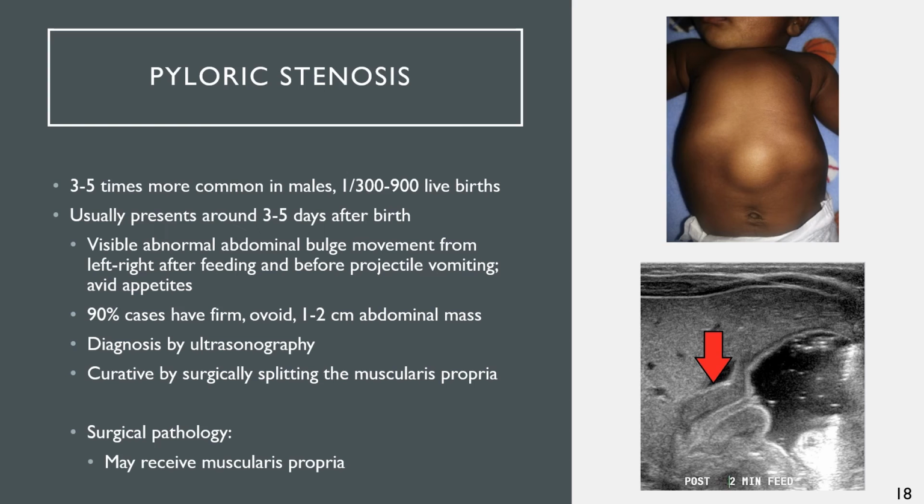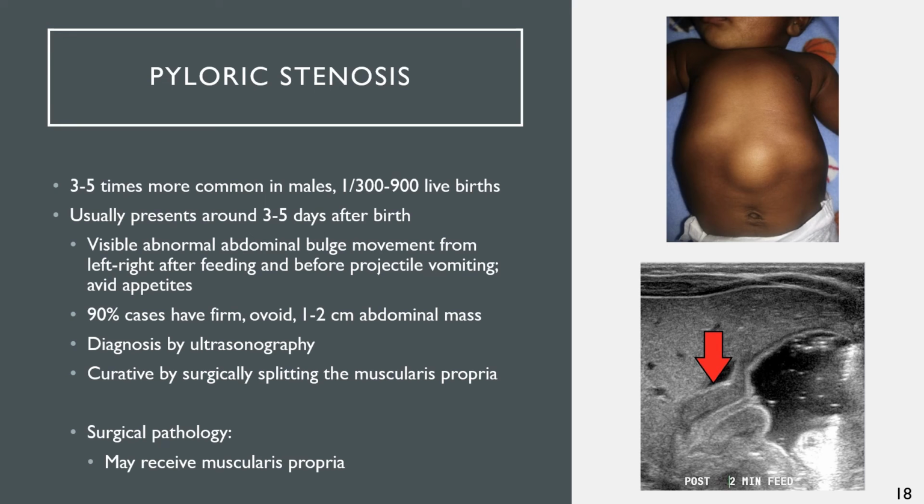So this is a common abnormality of the stomach in infants, having an overall incidence of 1 every 300 to 900 births and is 3 to 5 times more common in males. Most cases are going to present about 3 to 5 days after birth as a new onset regurgitation after feeding, with projectile vomiting and increased demands for feeding.